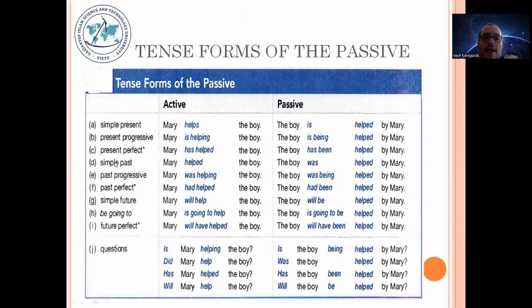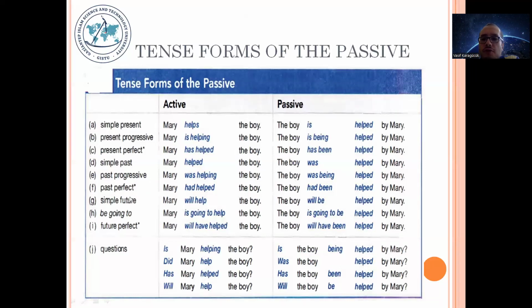In simple past, active sentences, we use verb 2, and in the passive form, we have to use, in other words, was, were, and past participle, verb 3. In past progressive, in other words, past continuous tense, in active sentences, we use was, were, verb ing, but in passive forms, was, were, being, past participle. In past perfect, we use had plus past participle. In passive sentences, we use had plus been plus past participle.